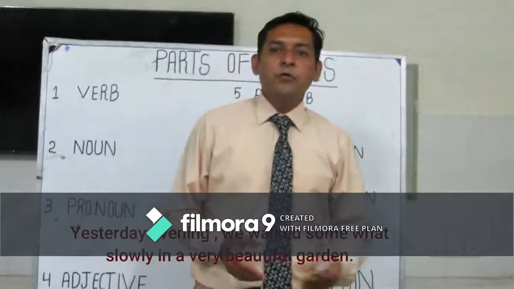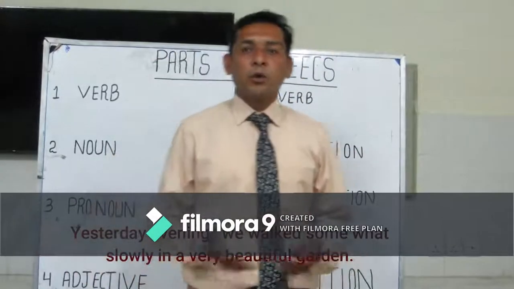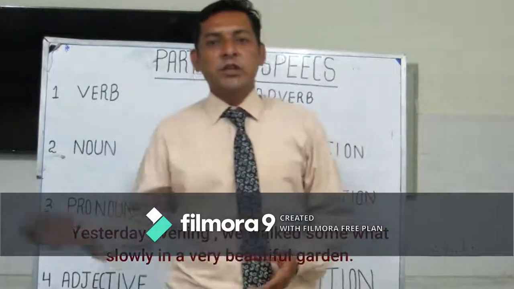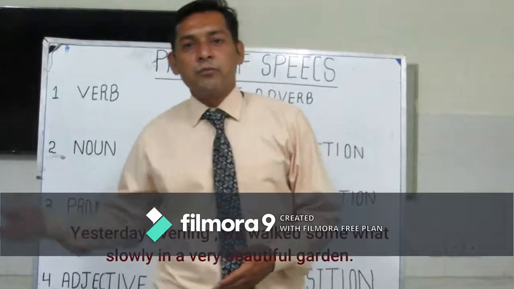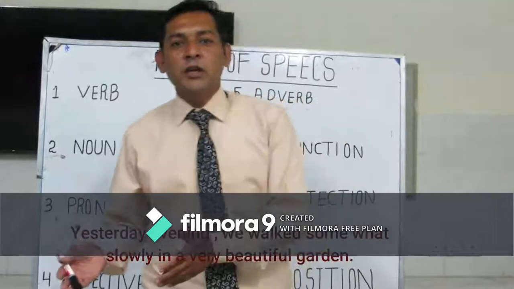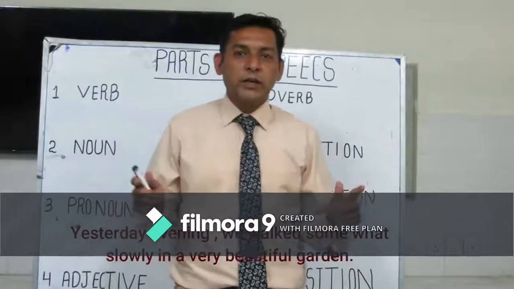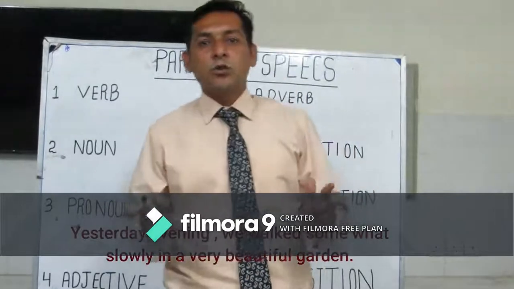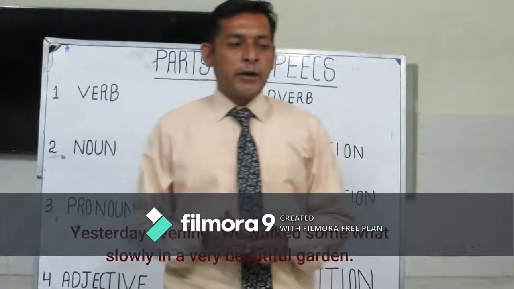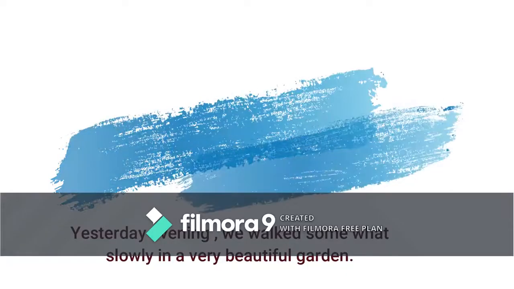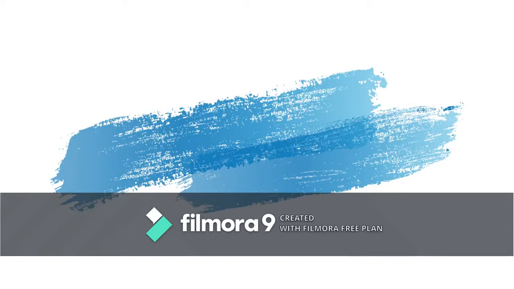How did we walk? We walked slowly. So both adverbs, yesterday evening and slowly, tell us about the verb walk. So they are both giving information about a single verb in this sentence, which is walk. Now notice, you can further ask how slowly did we walk. Did we walk very slowly or a little slowly? The answer is somewhat slowly.